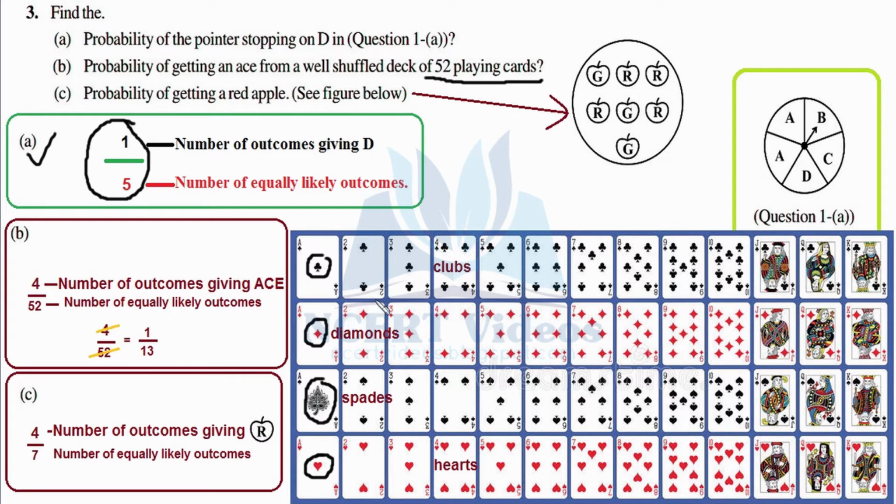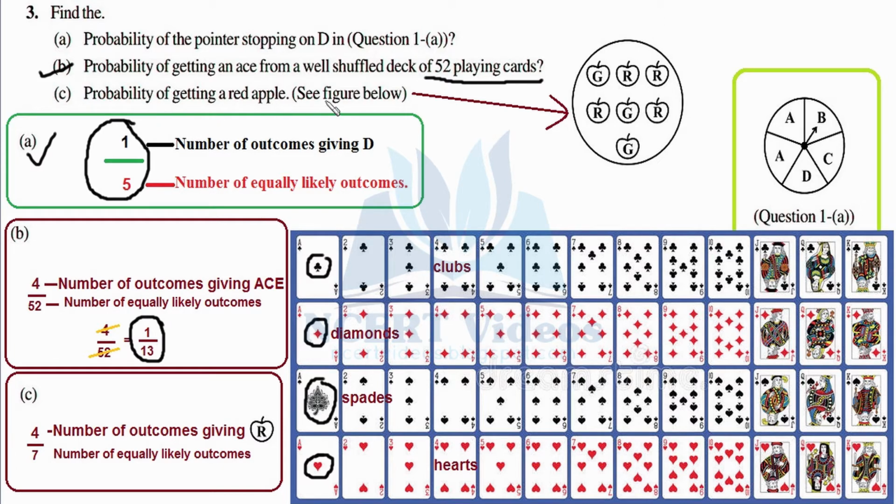That is, if we randomly pick one card out of it, we can get any card out of total 52 cards. However, possibilities are only 4. Therefore, in numerator we write number of outcomes giving ace equal to 4, and in denominator we write number of equally likely outcomes 52. Simple enough. So we write 4 over 52, and when you cancel it with 4, 1 4 is a 4, 13 4 is a 52. So the probability is 1 over 13 of picking up an ace out of 52 playing cards. With this, B part has been solved.